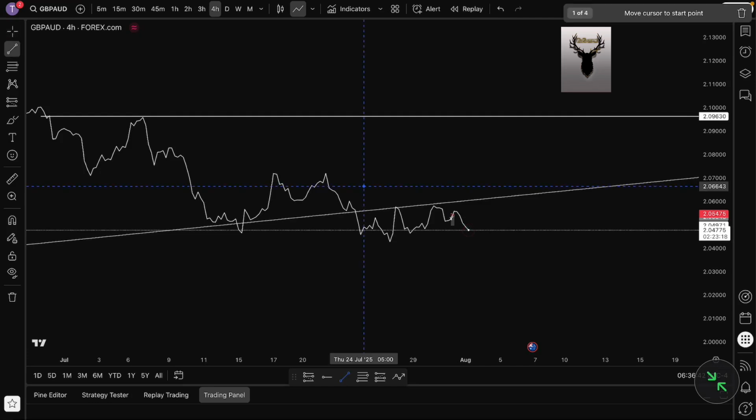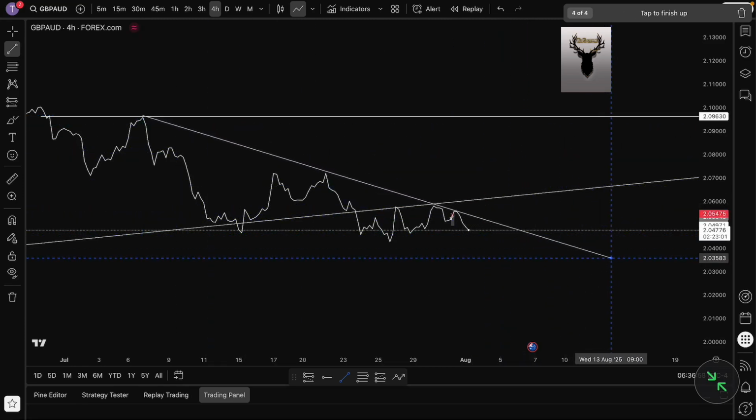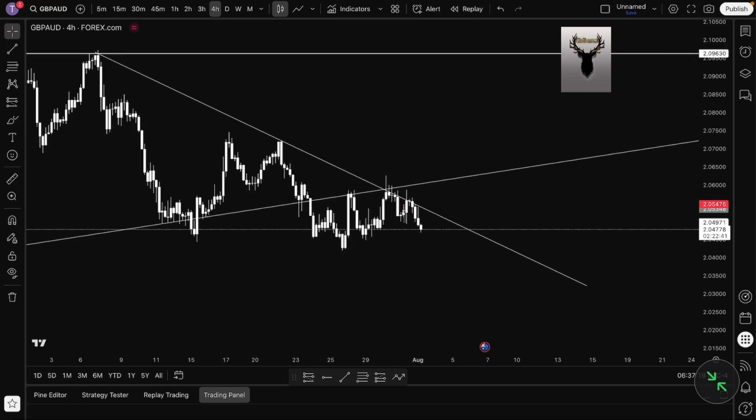You see this point. You connect this point from this resistance here to the downside to see what's going on. Now, how do we trade here? How do we trade intraday?